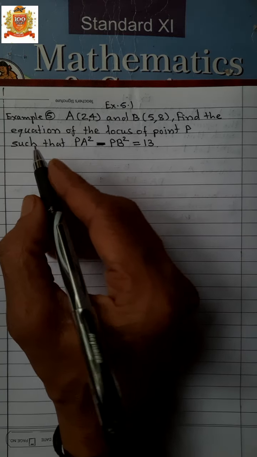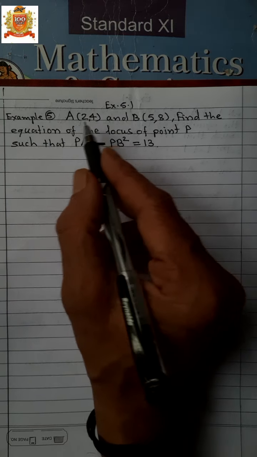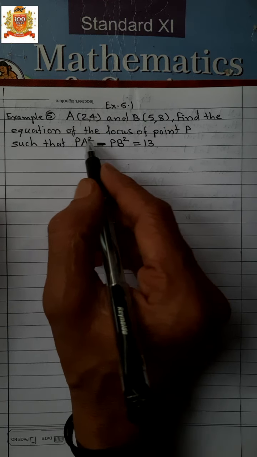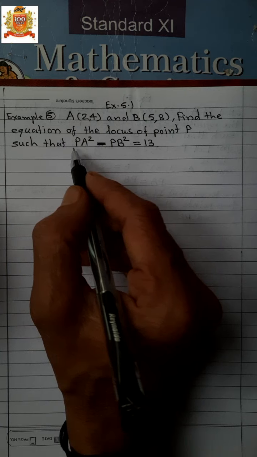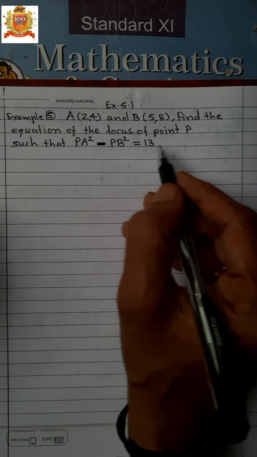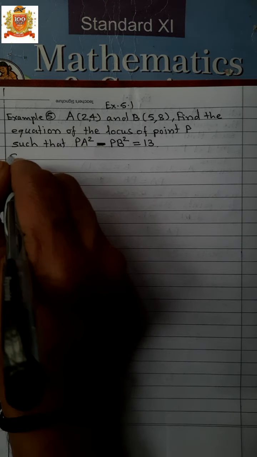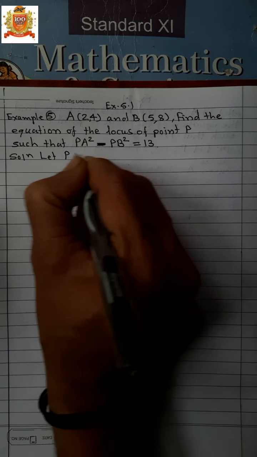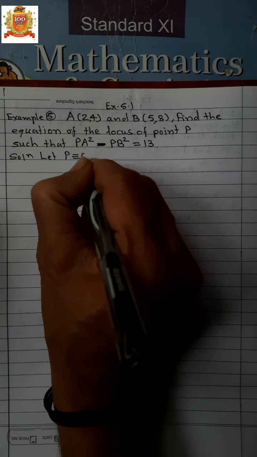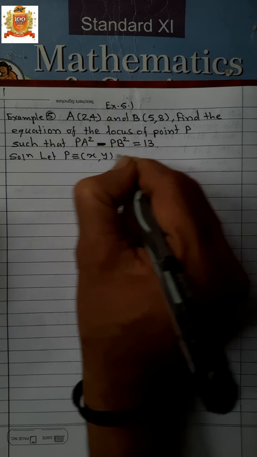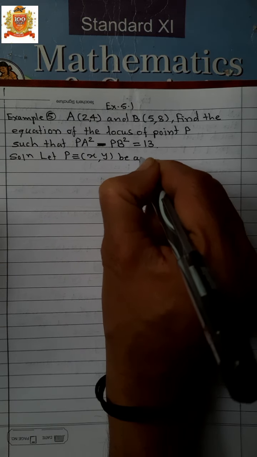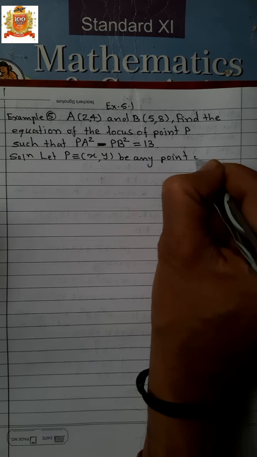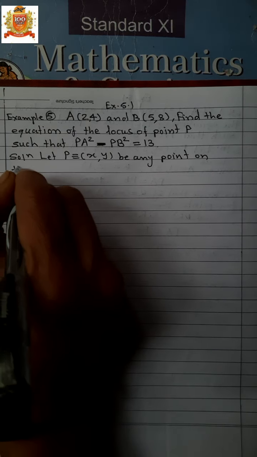Let us see example number 5. A(2, 4) and B(5, 8). Find the equation of locus of point P such that PA square minus PB square is equal to 13. Solution. Let P(x, y) be any point on the locus.